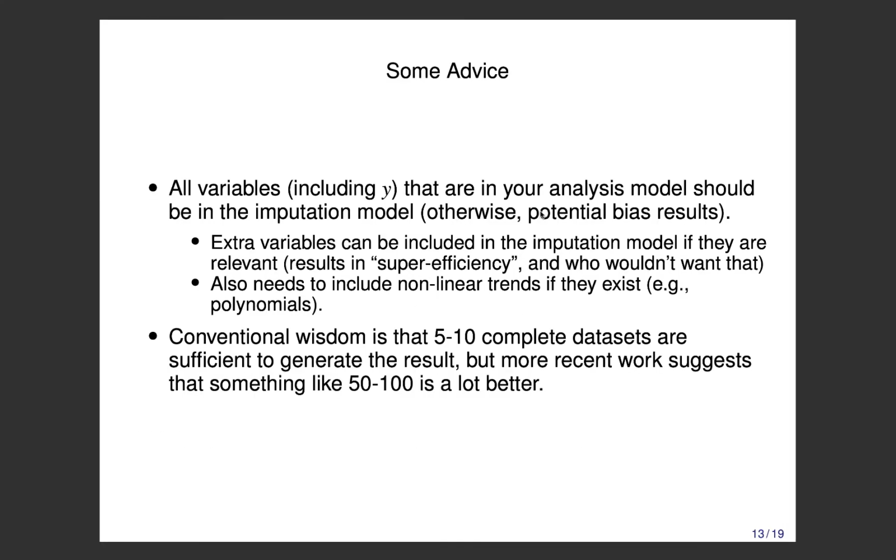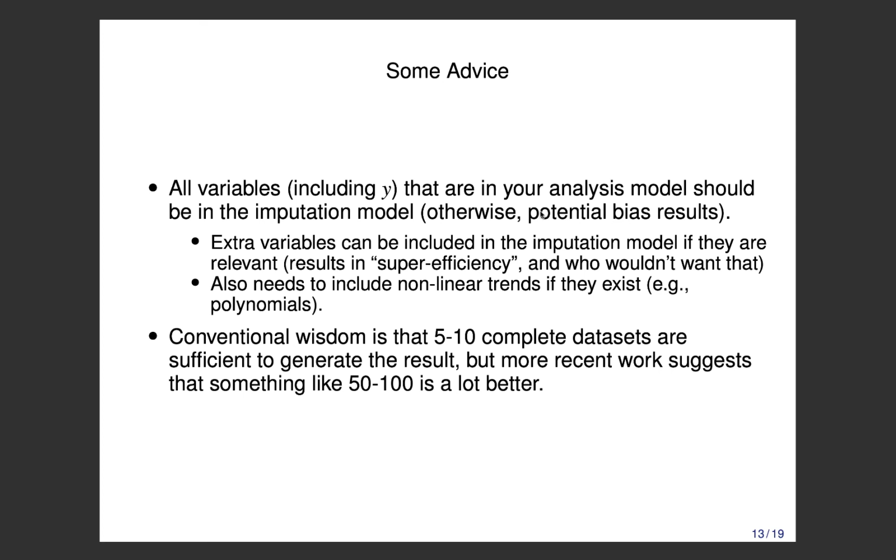So a bit of advice before we move on. First, all of the variables in our model, including the dependent variable, should be in the imputation model. There's a bit of a debate about this in political science, or has been, about whether the dependent variable should be in the imputation model or not. I've tended to come down on the side where it should. If we're imputing one thing, we should be imputing all of the things. But there are people who would suggest otherwise.